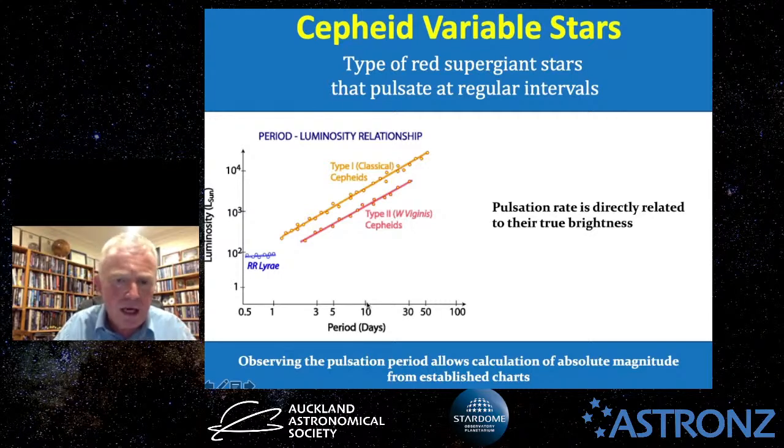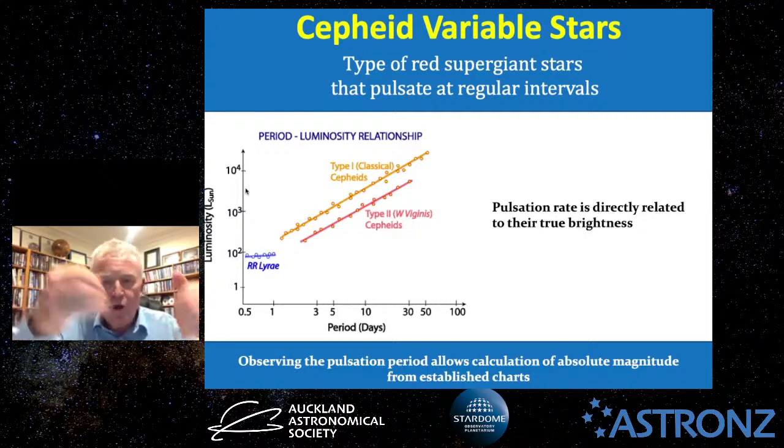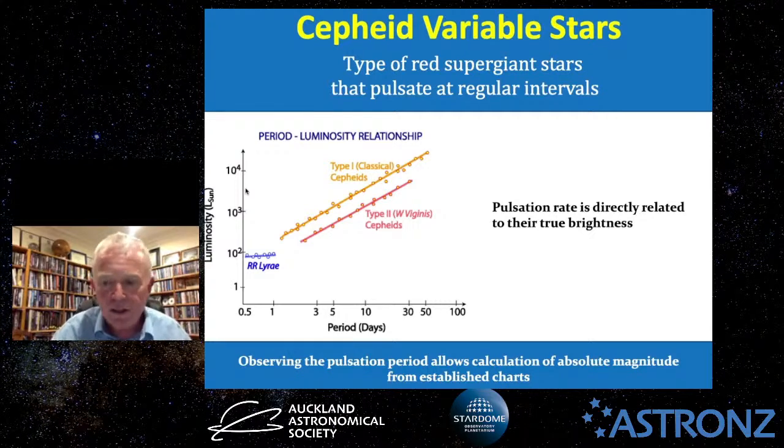If you can measure, for argument's sake, that it's pulsating every 10 days, you go up onto these well-published charts and go across here, and the brightness should be exactly between 10 to the 3, sort of 10 to the 3.5 luminosities of the sun. So by observing that pulsation period, you can work out exactly how bright it is.